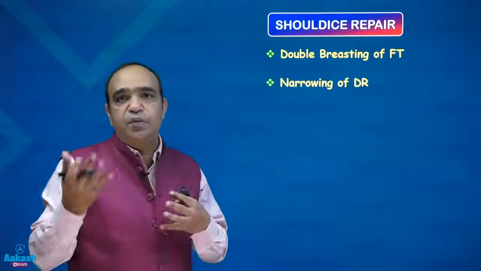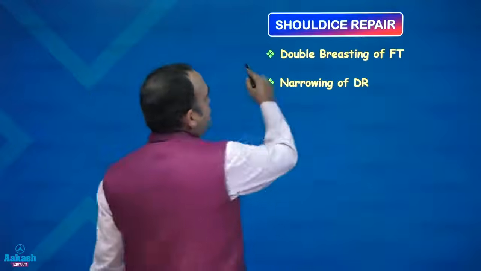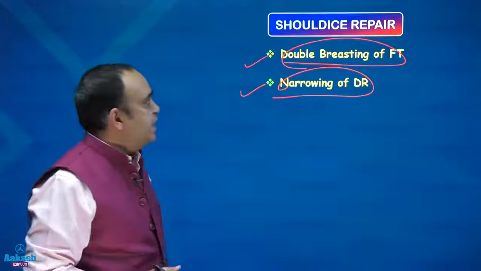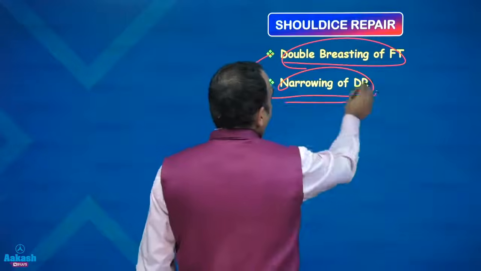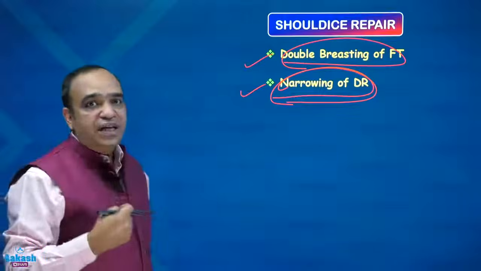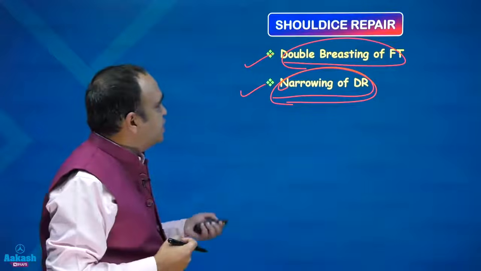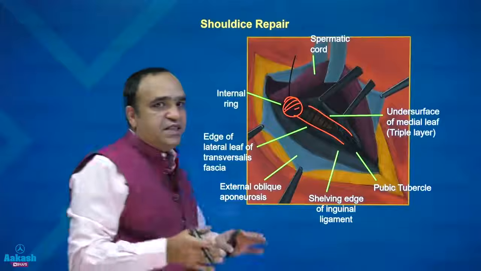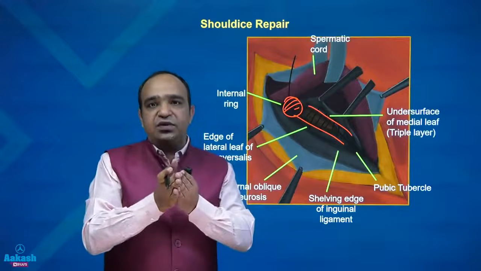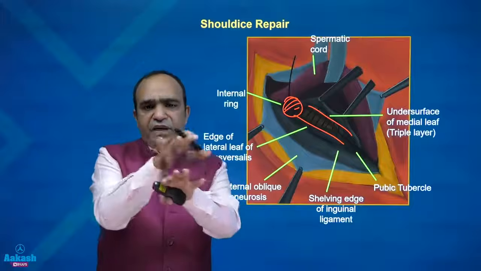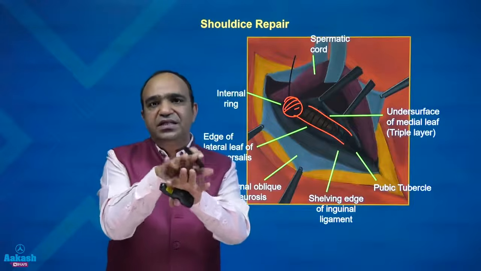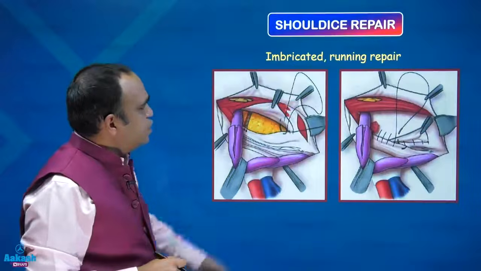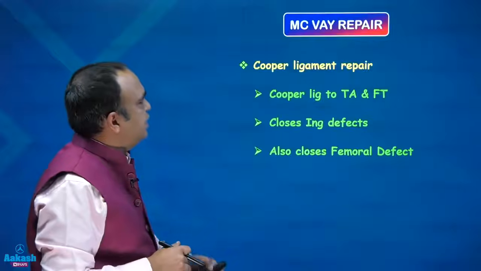Shouldice is double breasting of fascia transversalis. Fascia transversalis is the important part of the posterior wall of the inguinal canal. So double breasting takes care of the posterior wall defect, which is important in direct hernia or large indirect hernia as well, and narrowing of the deep ring through which the indirect hernia comes, right? So both the aspects are taken care of. That's the deep ring which is narrowed, and as you can see, double breasting. Double breasting means we divide the fascia transversalis, or it's already open, and we cover one layer over the other layer. That gives the additional strength to the posterior wall. So that's Shouldice, one layer over the other layer, right?